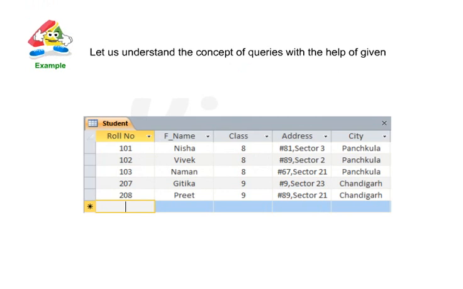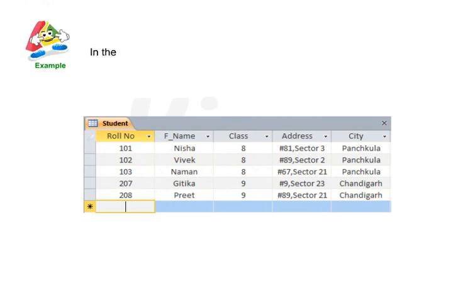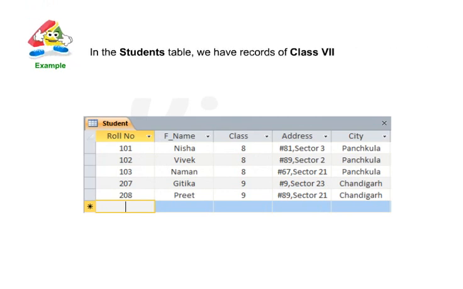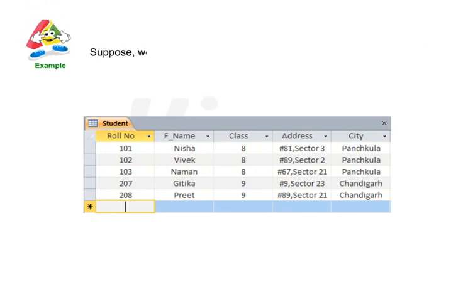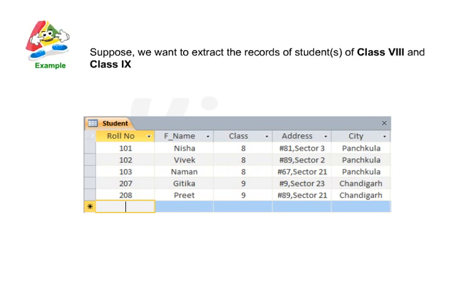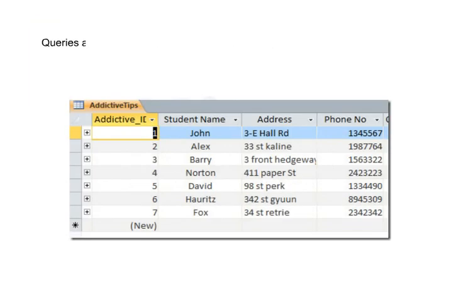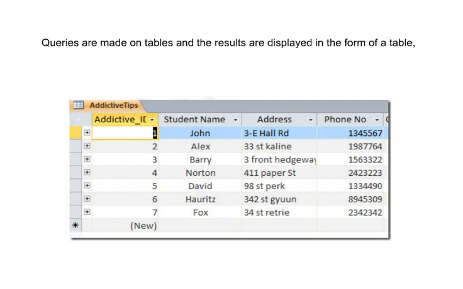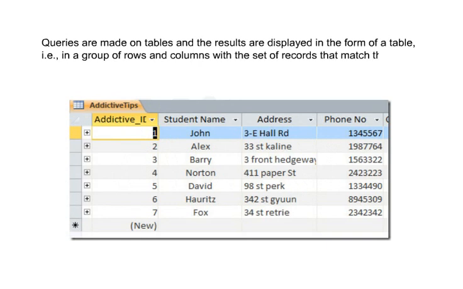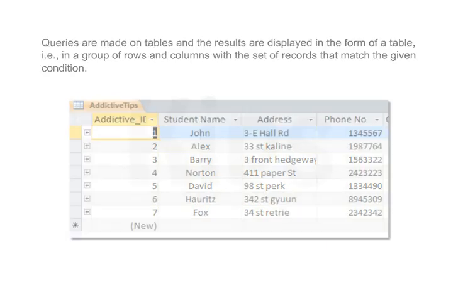Let us understand the concept of queries with the help of given example. In students table, we have records of class 8th as well as class 9th students. Suppose we want to extract the records of students of class 8th and class 9th who reside in Panchkula and Chandigarh. We can find this with the help of queries. Queries are made on tables and the results are displayed in the form of a table, that is, in a group of rows and columns with a set of records that match the given condition.